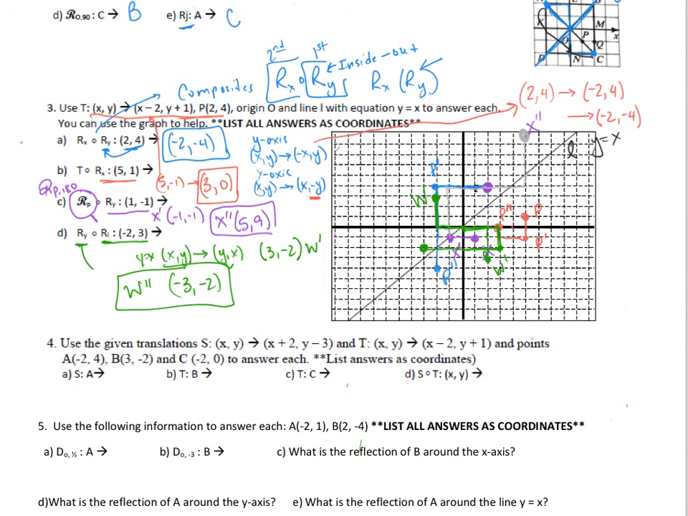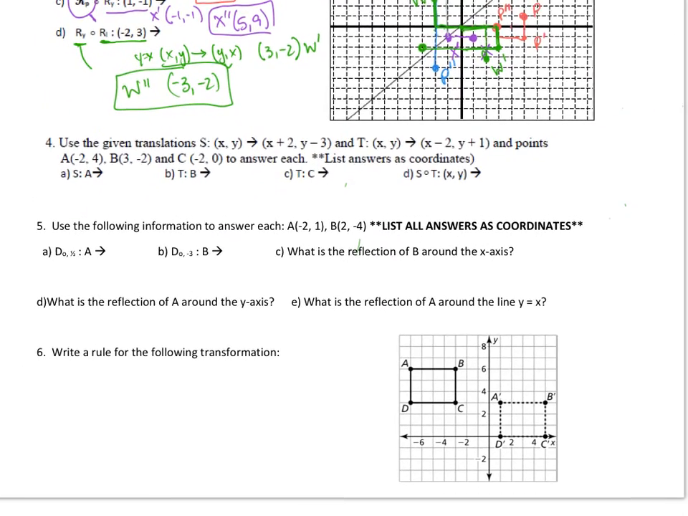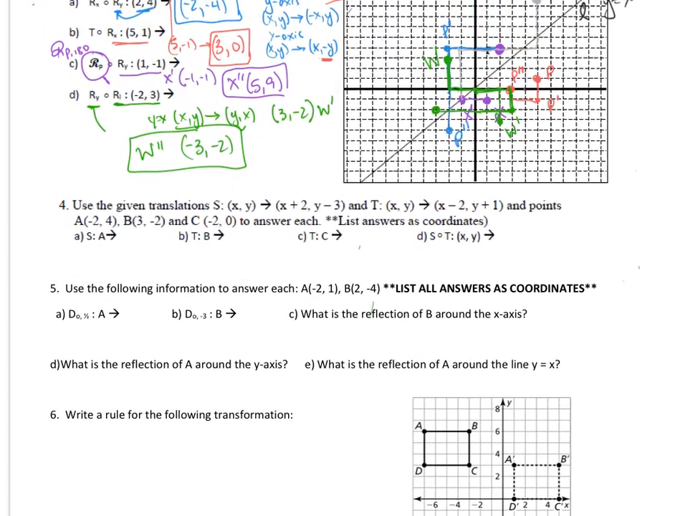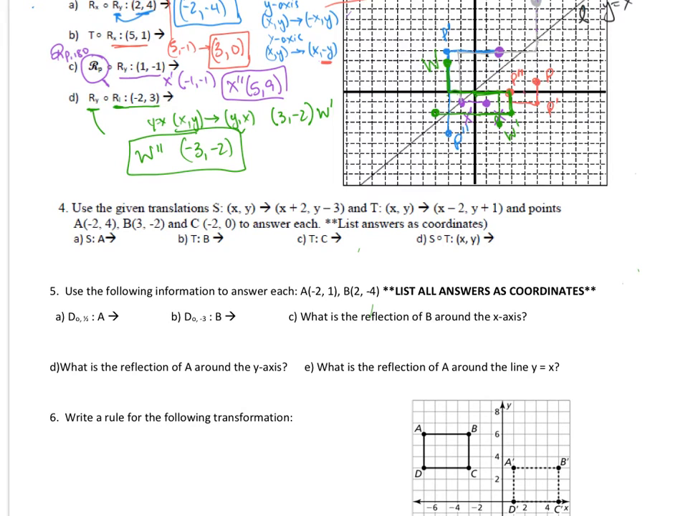Okay, moving on to the next one. Number 4, use the given translations. S is that, T is that, and the points A, B, and C to answer each. List each answer as a coordinate. So for this first one, I'm given point A, and I need to do S to it right here. So I have negative 2 plus 2. So that gives me 0. And then I've got 4 minus 3, which gives me 1.